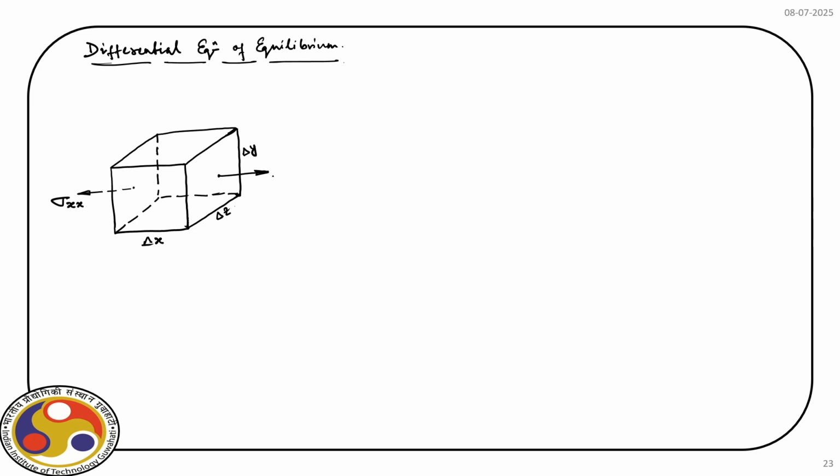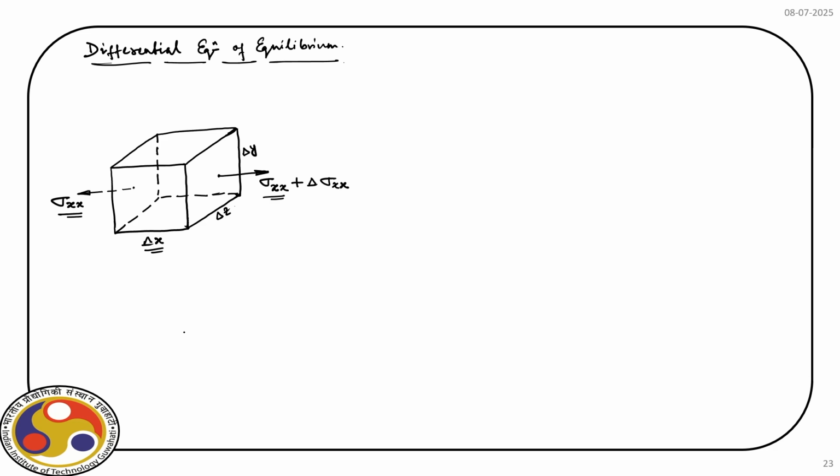So, for that, how to derive? We will consider the variation of this normal stress over a length of delta x. So, on the left face, we have the normal stress sigma xx. Obviously, on the right face, we have sigma xx plus delta sigma xx. That is the variation over this normal stress of sigma xx.